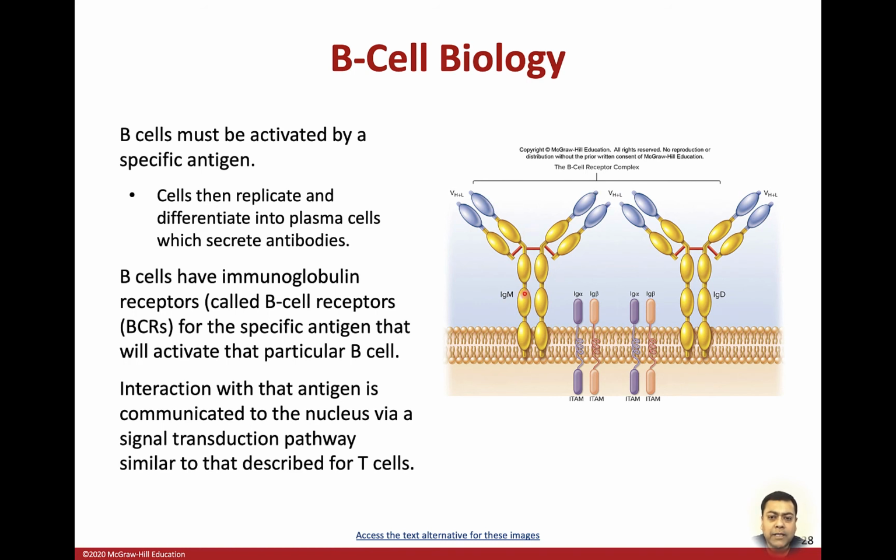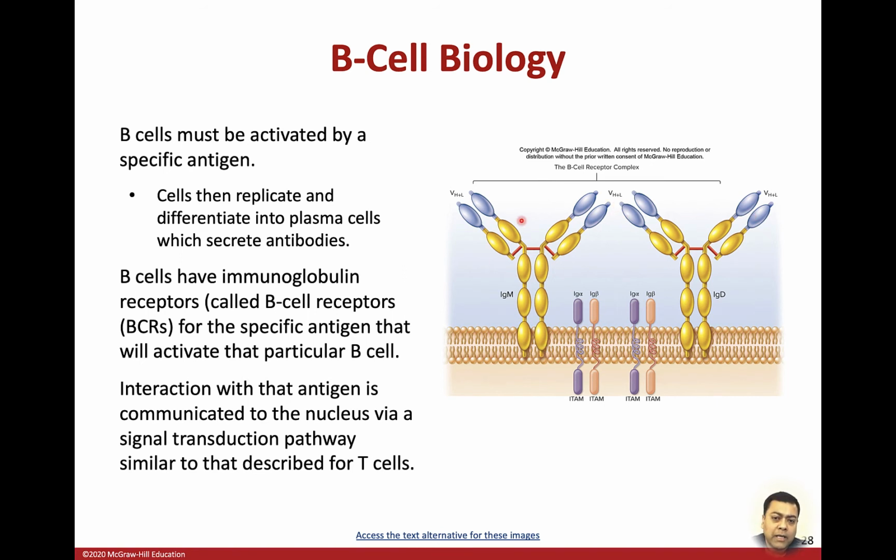On the other hand, this yellow part for both of them is the constant part. The variable part has a variable heavy chain, H, and a variable light chain, L. So variable heavy, variable light, variable heavy, variable light, the same thing. That is what is meant by VH and VL.